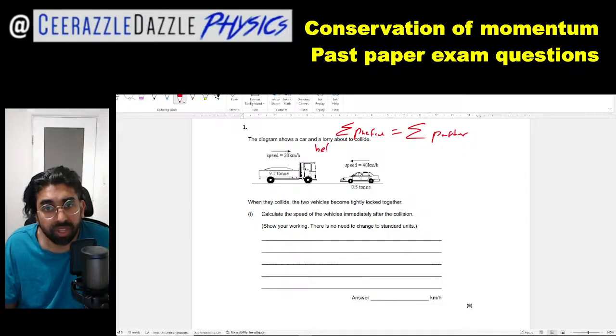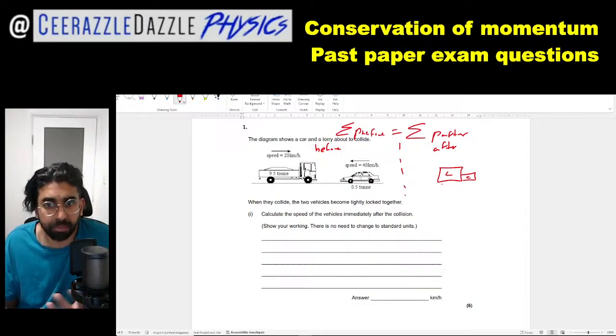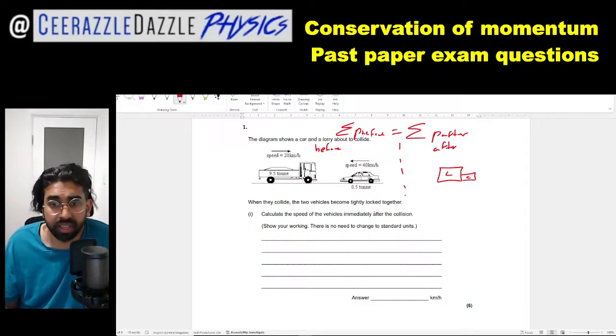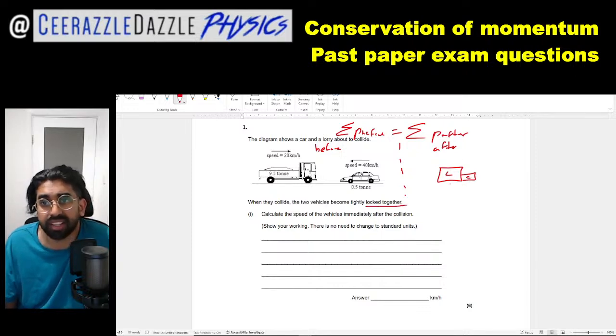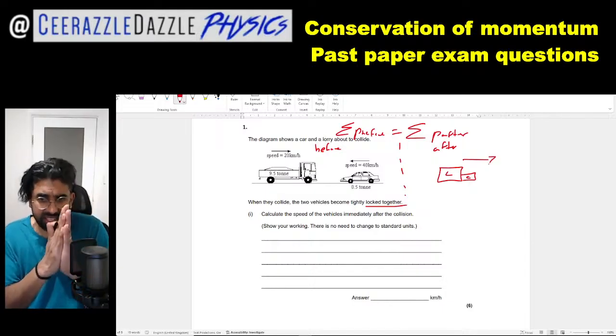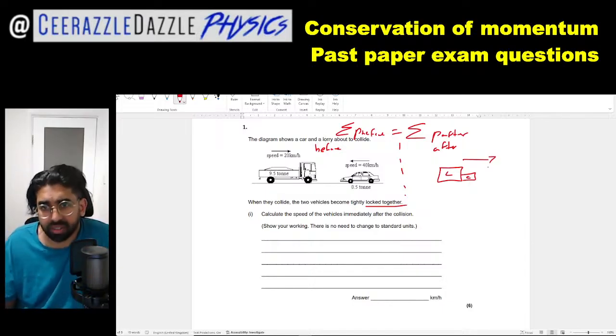So this is before the collision, and I'll drop a line over here. After the collision, I'm going to draw the lorry like this and the car like this. They both collide and stick together, as it tells you they are locked together. We don't know which way it's going to move, but hopefully, as this is 9.5 tons, it moves in this direction, because they collide, stick together, and move off.